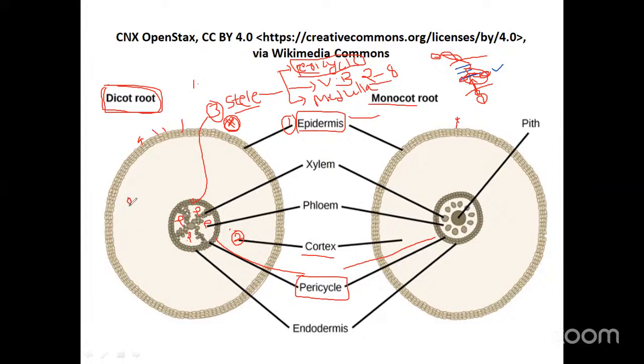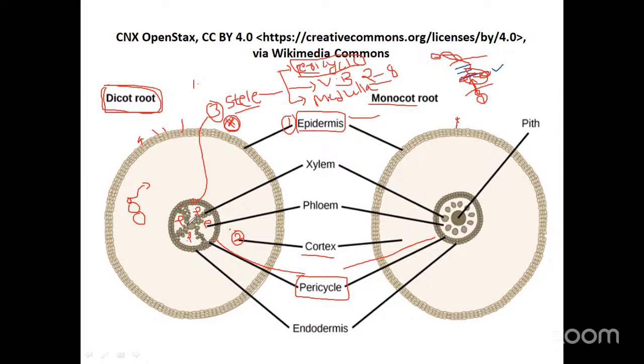So let me draw this arrangement here. First, exarch. This type of arrangement, this xylem arrangement, is the exarch condition. So how many exarch points are here? 1, 2, 3, 4. So this is called tetrarch. If there are only 2, that is called diarch. So this type of arrangement is present.